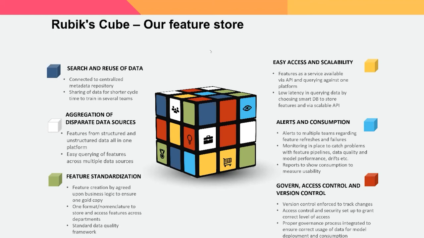So we wanted to make sure that we're able to generate a report at the end to show our downstream consumption, our downstream access of the features. A lot of these components were kept in mind to tackle the issues that I talked about in the previous slide. So this was a high-level design of what Rubik's Cube, our feature store, is looking like.